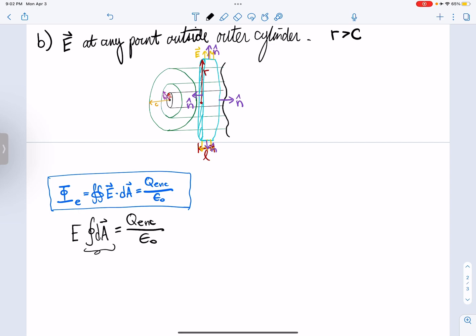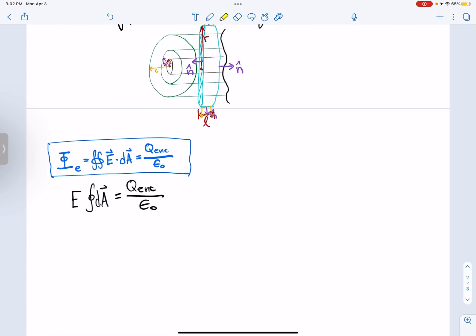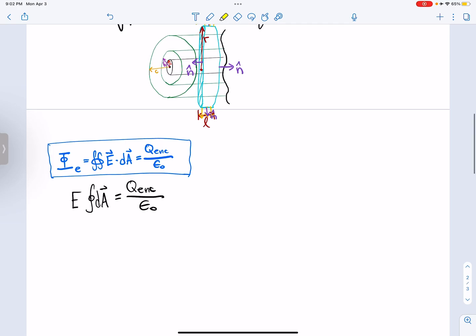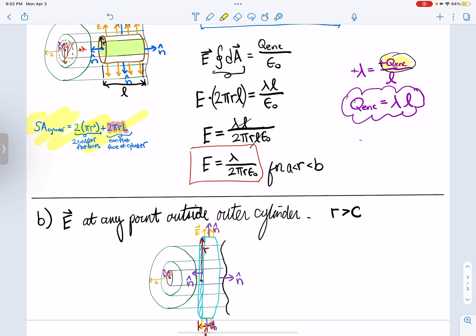And my Gaussian surface area for a cylinder is going to be 2 pi r. Sorry, that's supposed to be 2 pi r L. I forgot the L. That's not even the complete Gaussian surface area. Okay, so my Gaussian surface area is right here, the surface area of a cylinder.